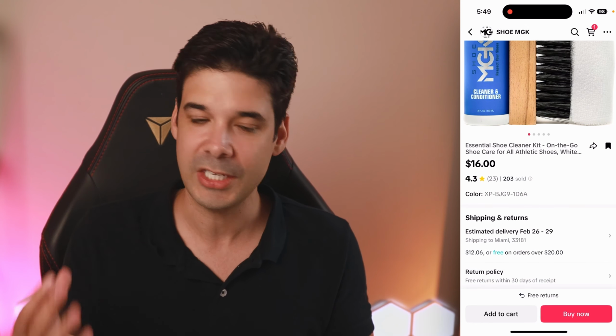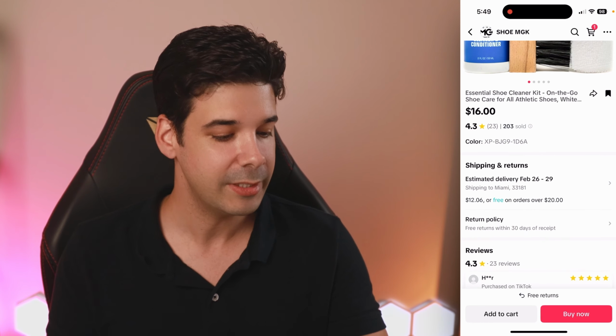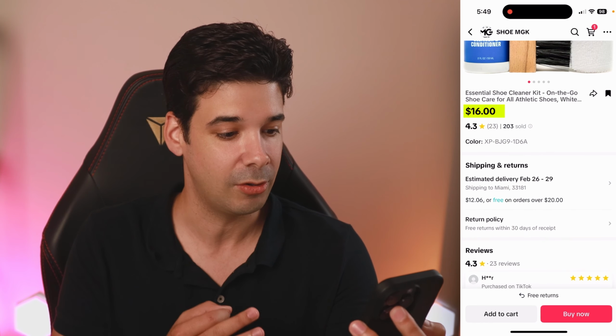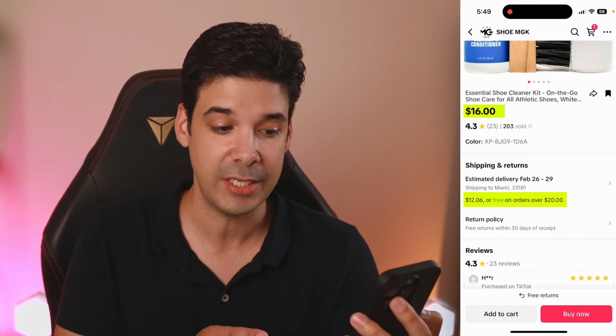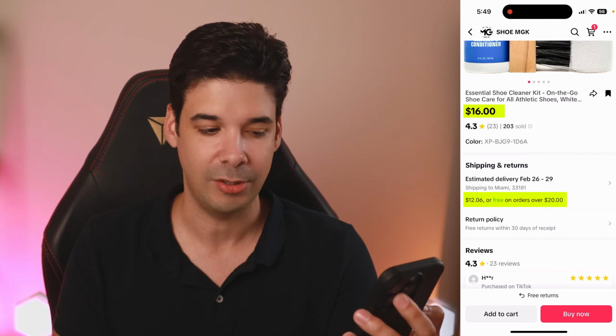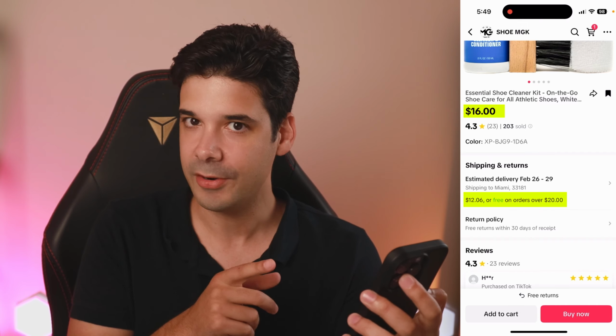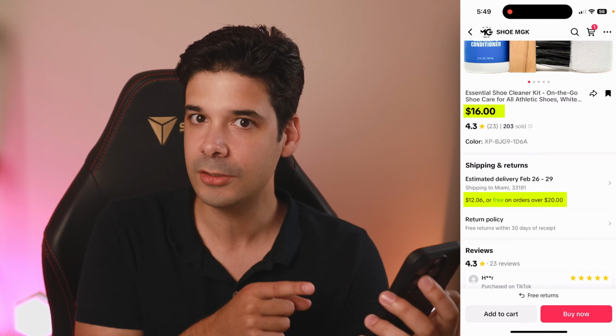Well, they are making a huge mistake, because look at the price, $16, but the shipping is $12, or it is free if they spend more than $20. This free shipping, the seller is not paying for it. This is a TikTok Shop subsidy, just to encourage people to try out the TikTok Shop platform and buy.